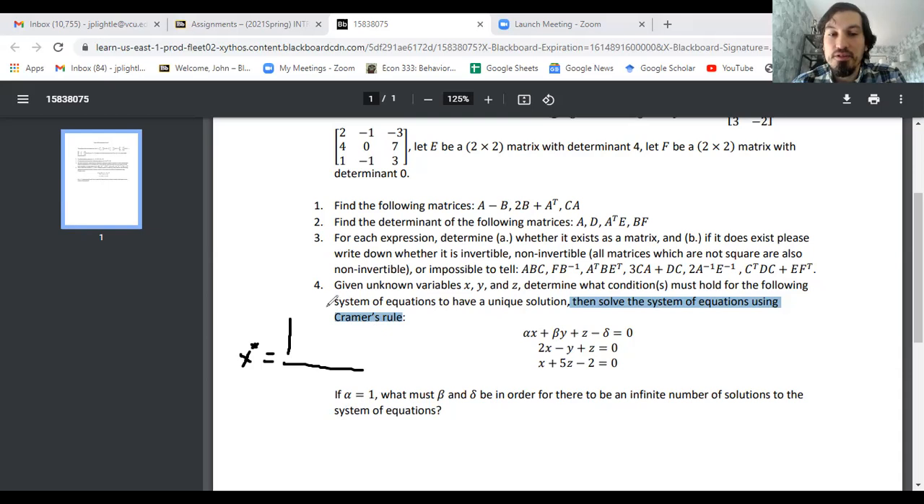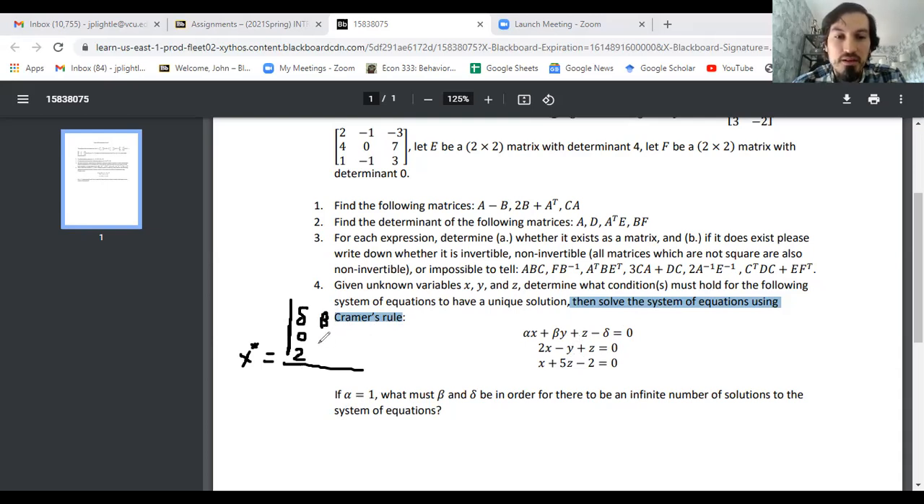But the first column is going to be replaced by delta, 0, 2. So that's what would actually go there, right? A delta, a 0, a 2. This is actually supposed to be just a straight line. Then the next column, it's unchanged. It's the real coefficients of y, which is beta, -1, 0.